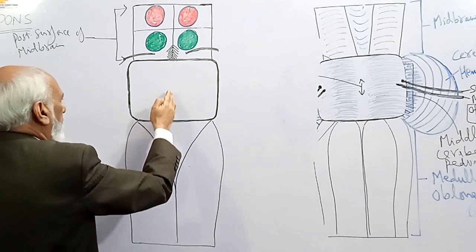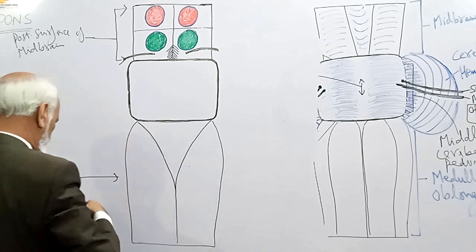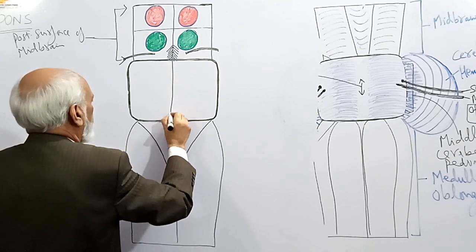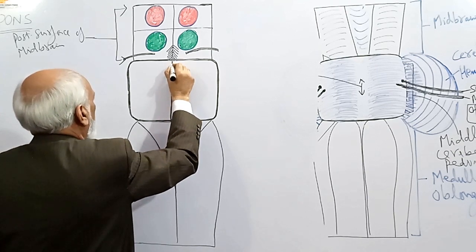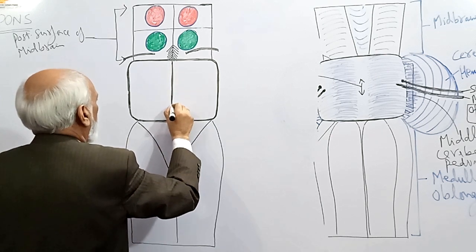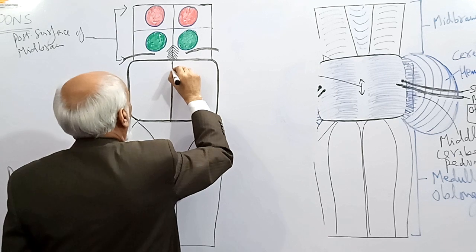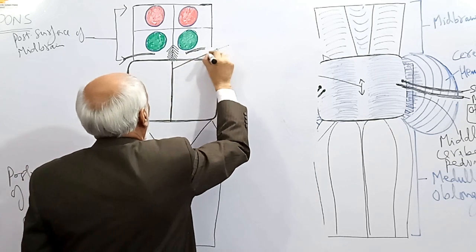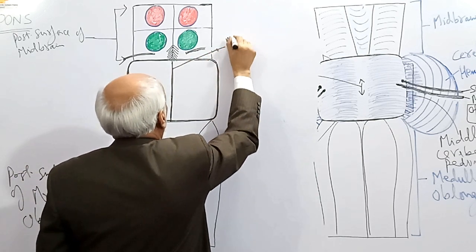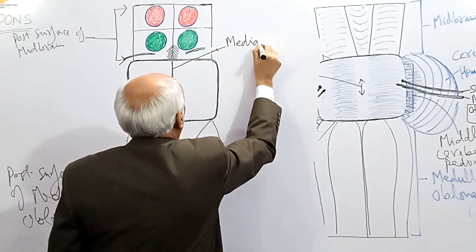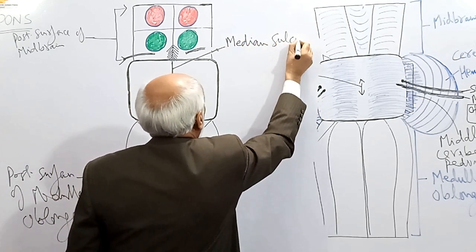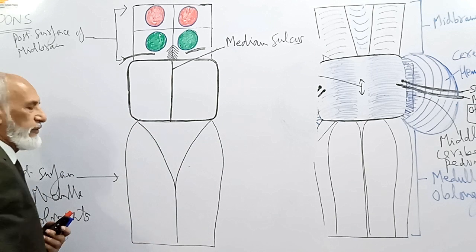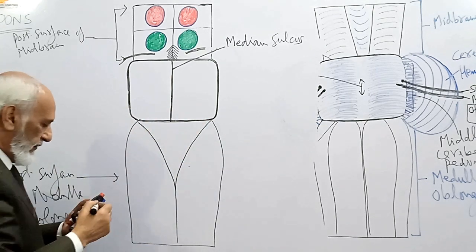Now, in the middle of the posterior surface of the pons, there is a sulcus, known as the median sulcus. Median sulcus because it is in the median plane, dividing the posterior surface of the pons into right half and left half.